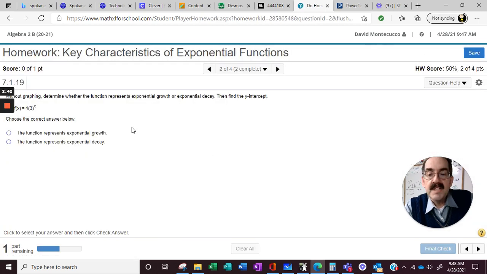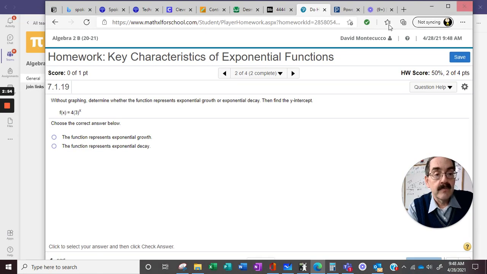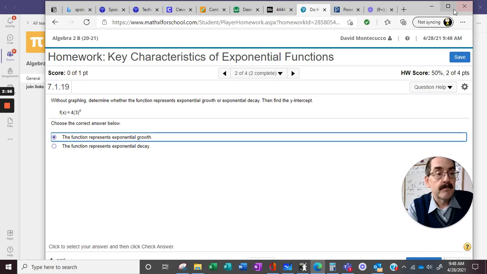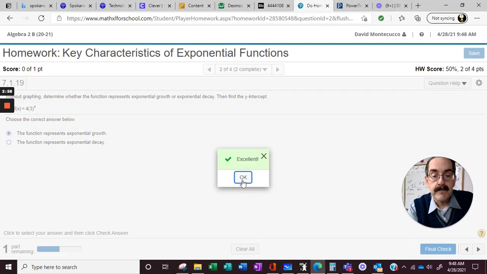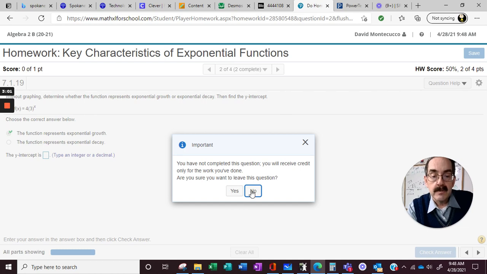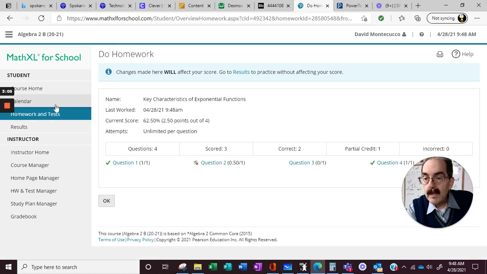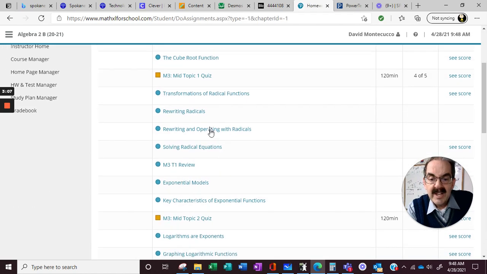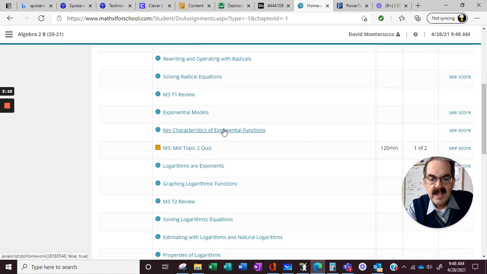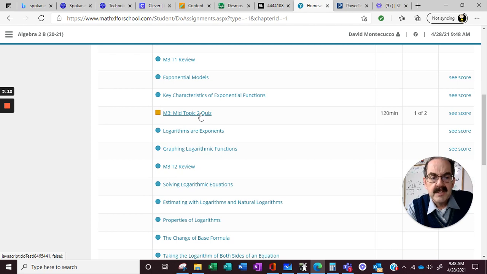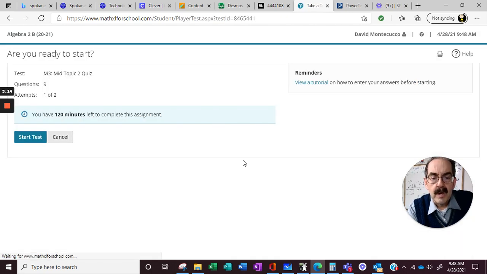When we see this function, 3 is bigger than 1. Bigger than 1 is growth, less than 1 is decay. So this is a growth function. Boom, boom, boom. Go ahead and answer those. And yes, we want to leave. And then we did characteristics. And then we had a quiz, and let's just do one off the quiz.